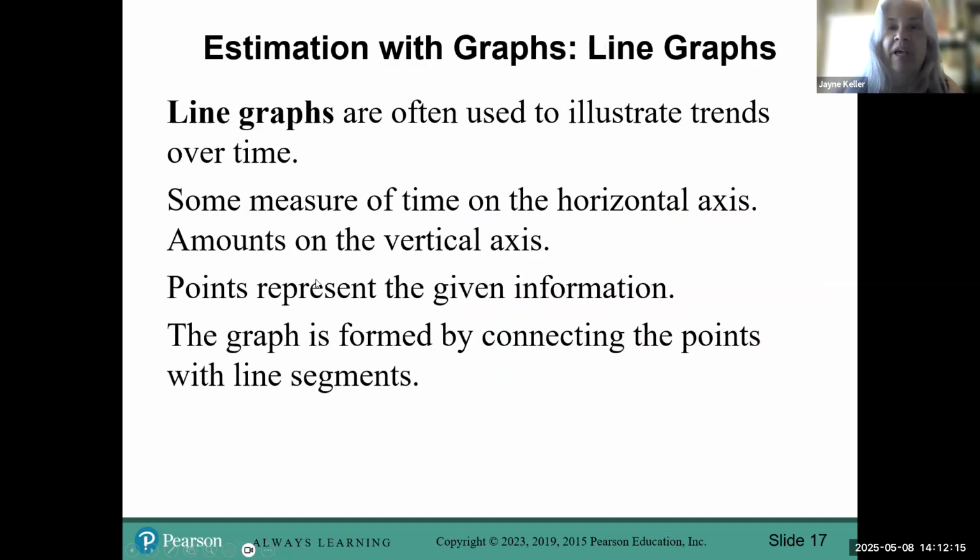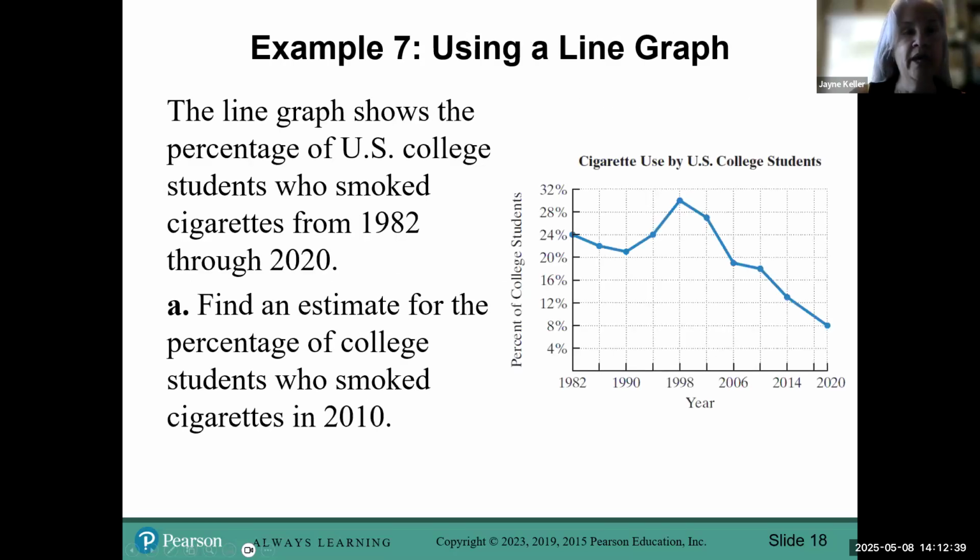Okay, another type of graph that we have is a line graph. And typically we use line graphs when we have two types of information that we're comparing. One really common use would be showing something changing over time. So on my horizontal axis, I would usually plot units of time, and then on my vertical axis, I would plot whatever it is that I'm measuring. So here we have cigarette use by US college students. You can see in 1982, it was pretty high. It started going down, went back up again in 1998, and then it's been declining.